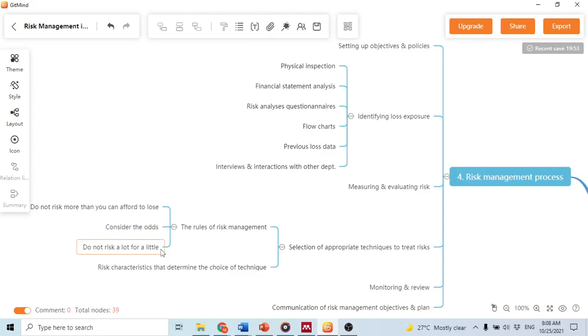So if through measuring and evaluating risk we found out that the possible loss is large relative to the premium saved, it's better not to retain that kind of risk. On the other hand, there are instances where the premium required to insure a risk is disproportionately high relative to the risk transferred. In such cases, the premium is high while the possible loss is low.